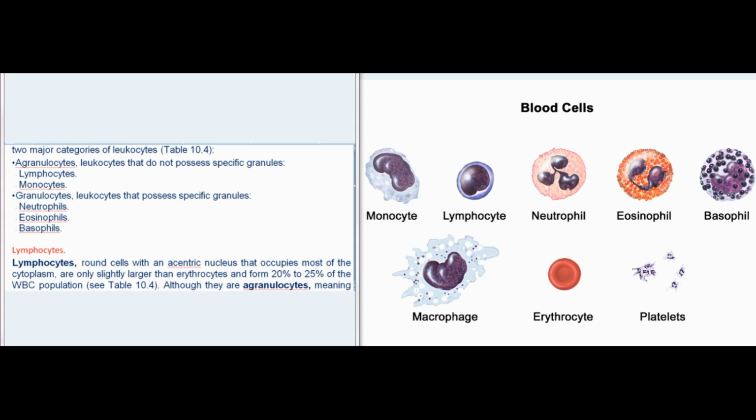Agranulocytes, leukocytes that do not possess specific granules: lymphocytes, monocytes. Granulocytes, leukocytes that possess specific granules: neutrophils, eosinophils, basophils. Lymphocytes. Lymphocytes, round cells with an acentric nucleus that occupies most of the cytoplasm, are only slightly larger than erythrocytes and form 20% to 25% of the WBC population, see Table 10.4.